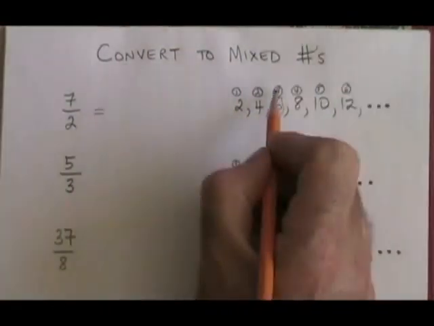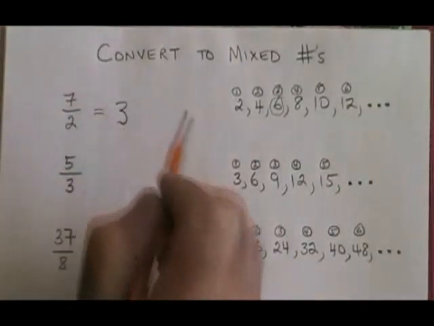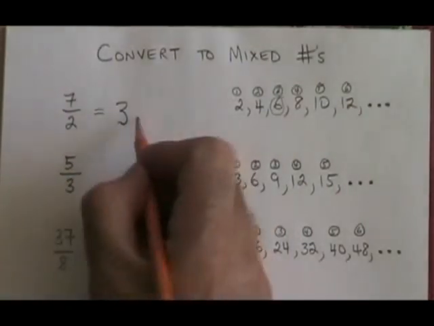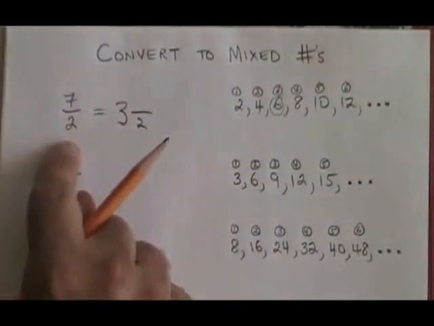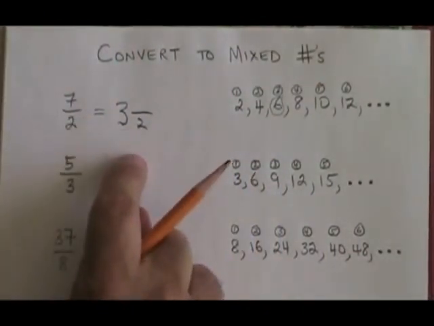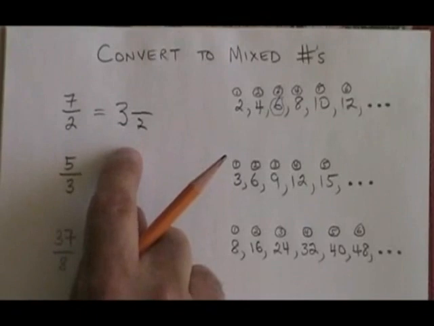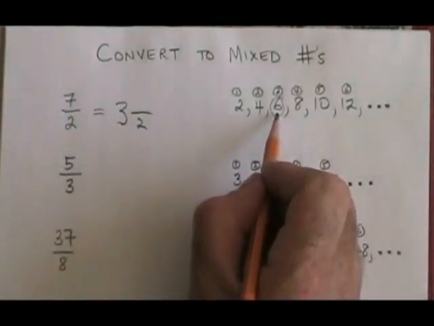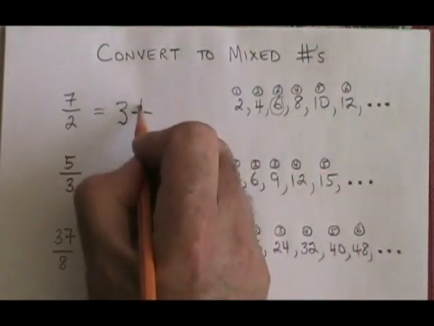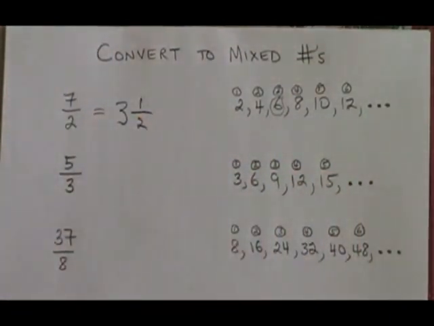Therefore, this little 3 is going to be the big number I have to write in my mixed number. The denominator is always going to be the same as the one I already had. So it's 3 and something over 2. Then I have to take this 7 and subtract the 6 that I circled over here from it. 7 minus 6 is 1, and that's the number that goes here.